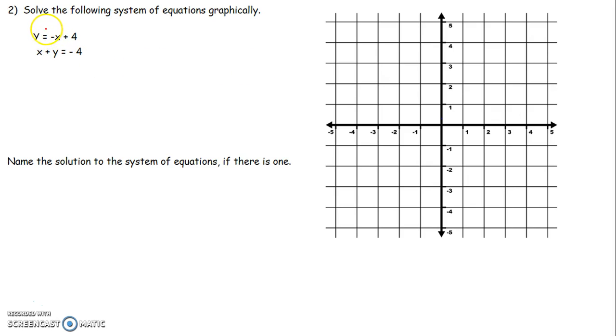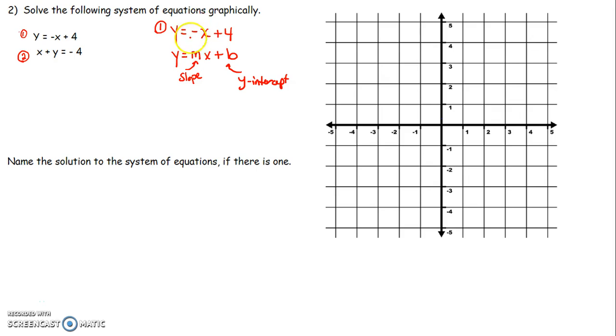I can tell you the first equation is already in the correct form to be graphed. So this is equation number 1, and this is equation number 2. If we look at equation number 1, y equals negative x plus 4. It's already in the form y equals mx plus b. The m, the number in front of the x, is the slope. And the b, this number we're adding on at the end, is your y-intercept.